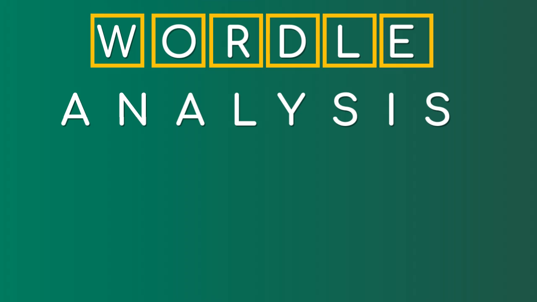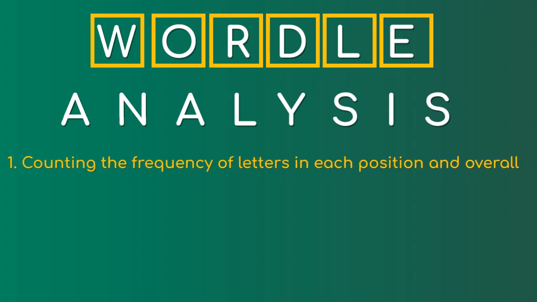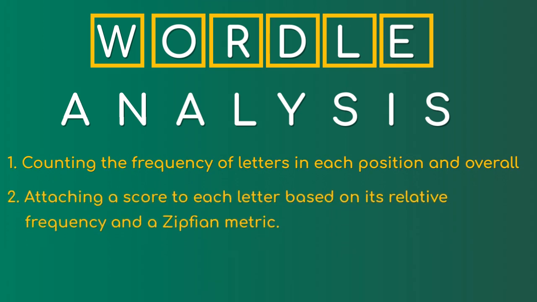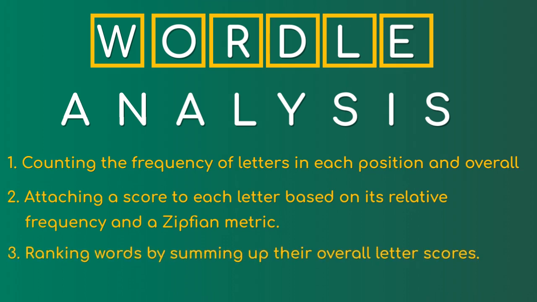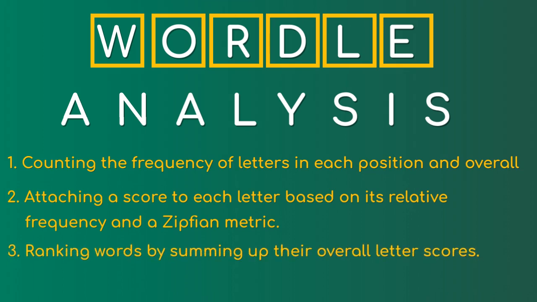The Wordle analysis can be divided into 3 core subsections. First, we count the frequency of letters in each position and overall. We attach a score to each letter based on its relative frequency and a Zipfian metric. And finally, we rank words by summing up their overall letter scores.